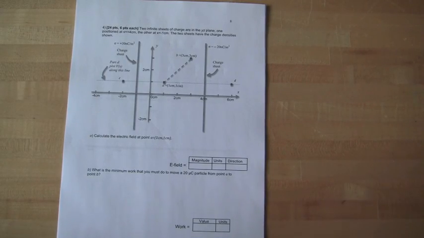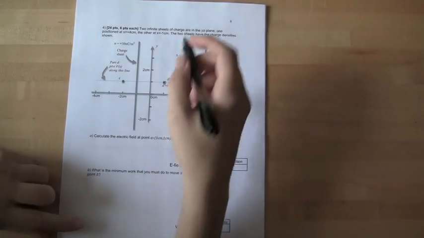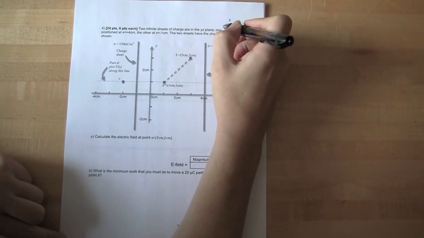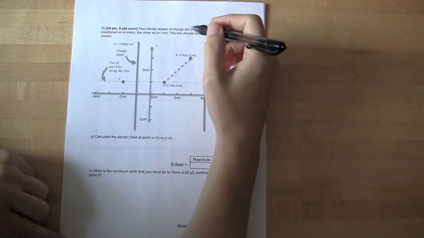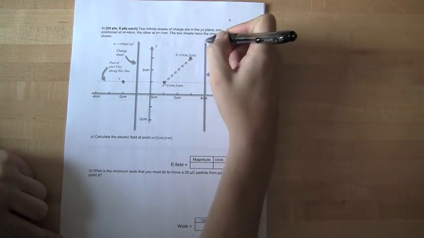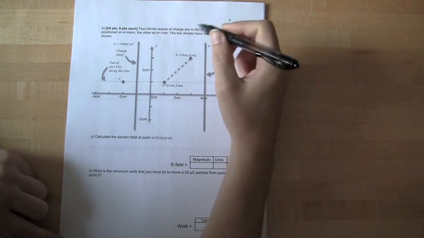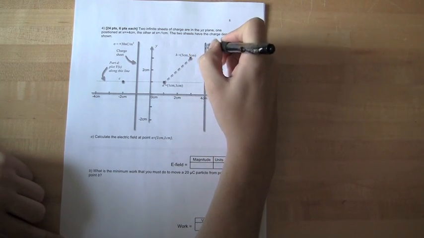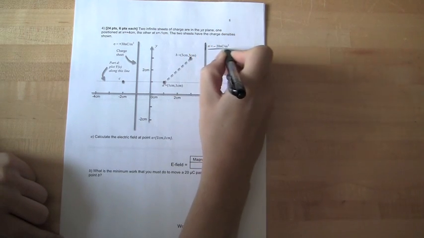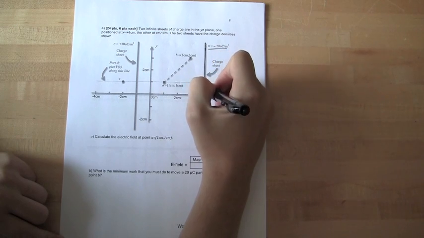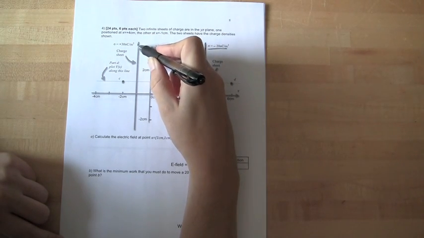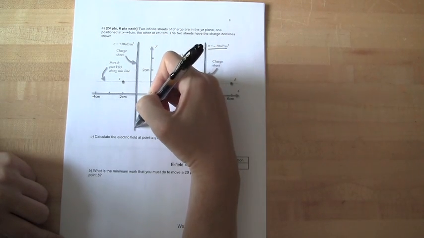Okay, this is problem 4 from the fall 2010 exam. It says two infinite sheets of charge are in the YZ plane, one positioned at x equals 4 centimeters and the other at x equals -1. The two sheets have charge densities shown. So we have a negatively charged sheet here at x equals 4 centimeters and a positively charged sheet here at x equals -1 centimeters.